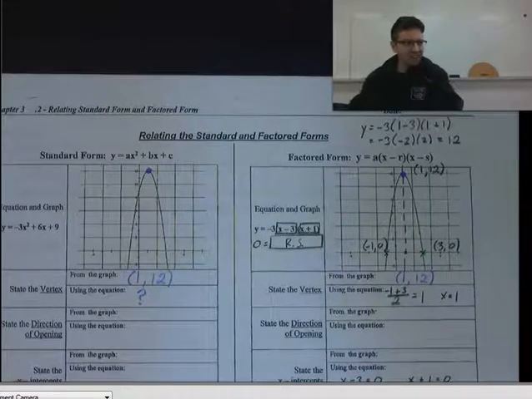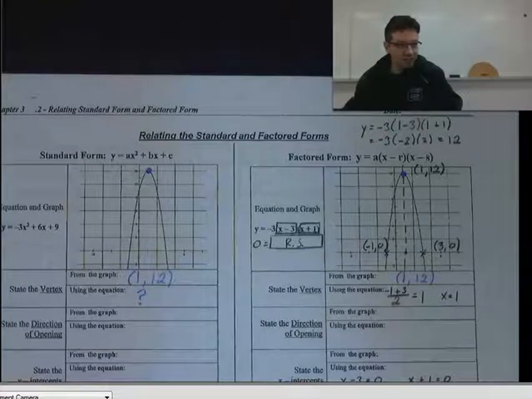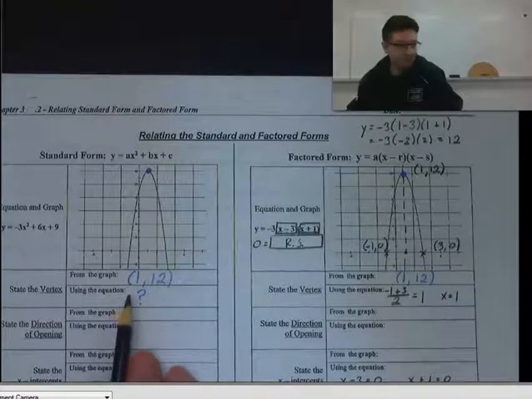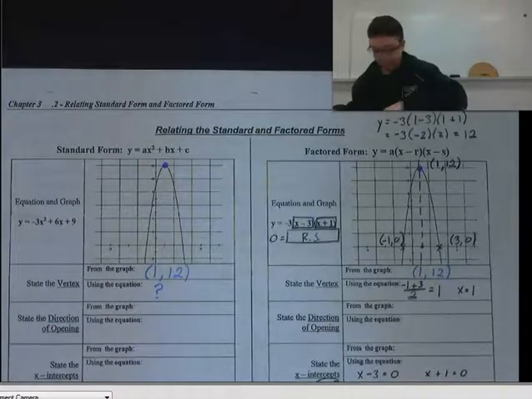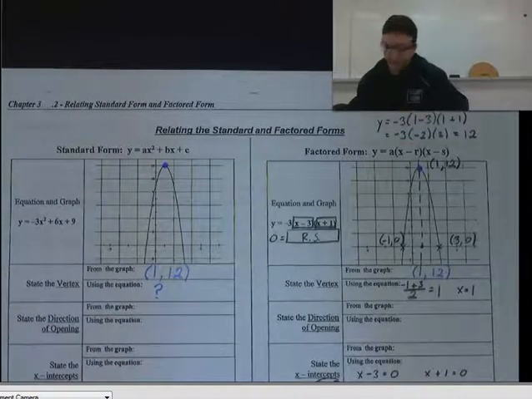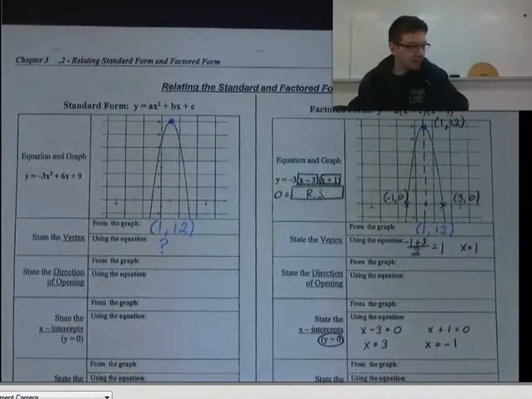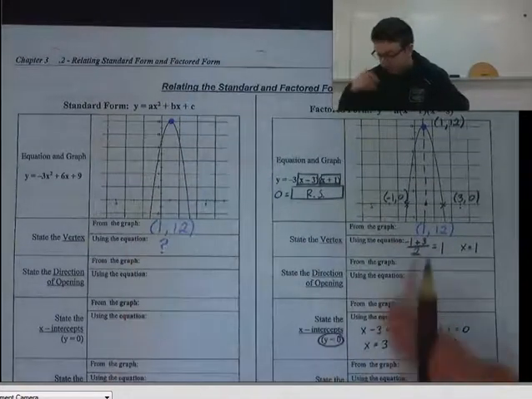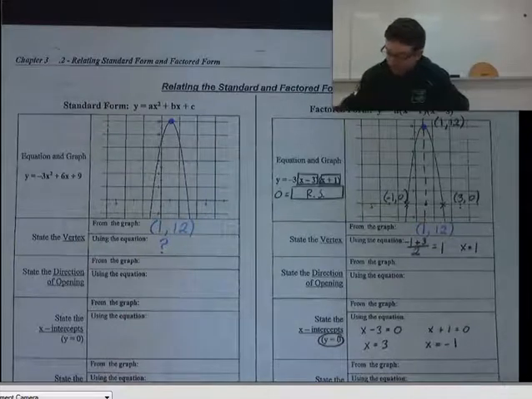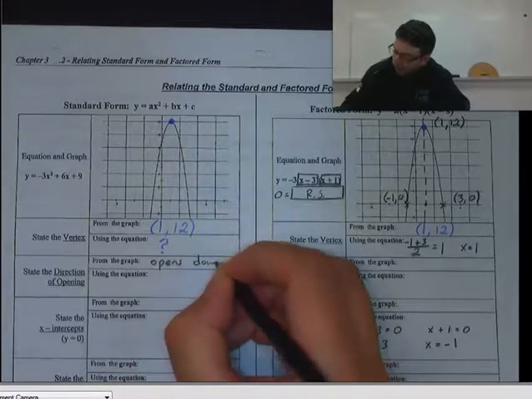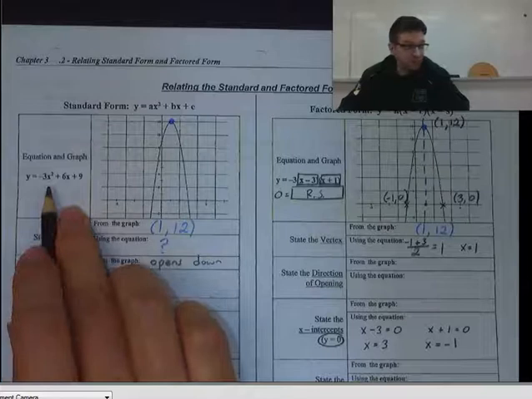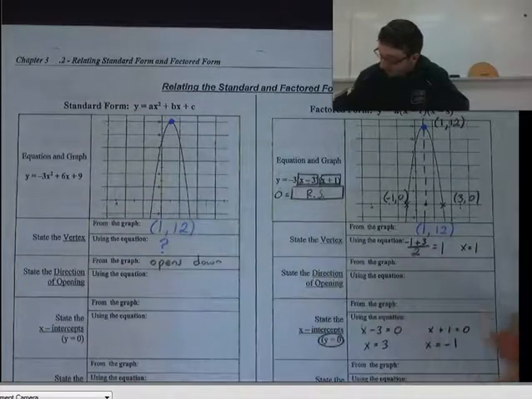So obviously a lot easier to find the vertex using vertex form, but still doable with a couple of steps from factored form. Whereas trying to do it from standard form, my go-to would be to change that into vertex form. Okay, so let's compare a couple of other things. The direction of opening. Well, from the graph, you can easily see that it opens down. And the graph doesn't really care what equation you used or what form of that equation you used to graph it. It looks the same. Opens down.